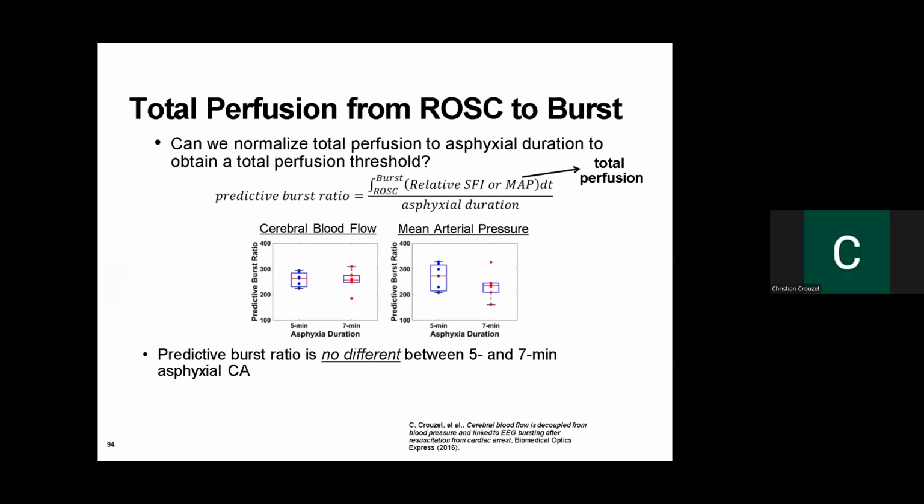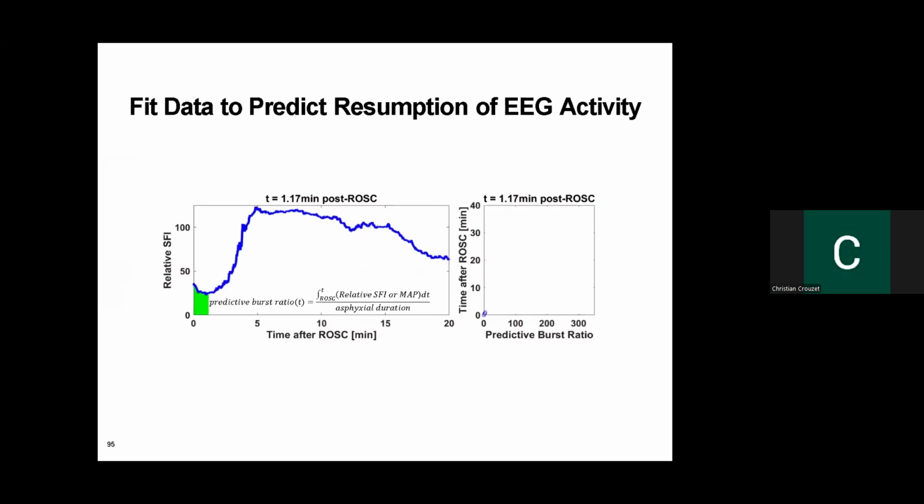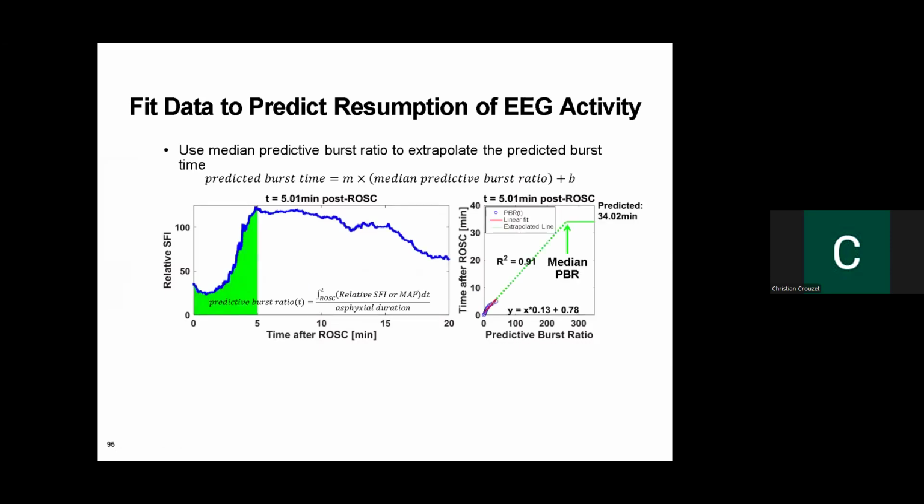So the predictive burst ratio between 5 and 7, we didn't see any difference. So this is one experiment. Basically, this was a 7 minute cardiac arrest experiment. So at the 5 minute period, it said the predicted time was 34 minutes, is how long after resuscitation the brain would start firing again. But the R squared of that linear fit to the actual data was only 0.91. So we had a threshold that, hey, the fit needs to be at least 0.98 or we're going to reject that prediction time.